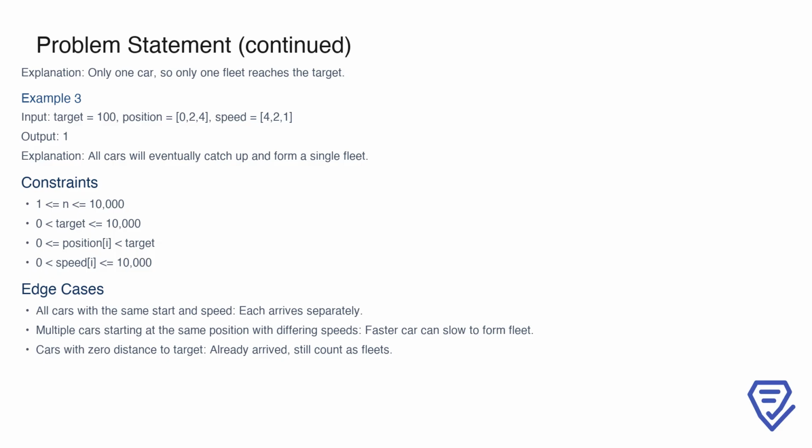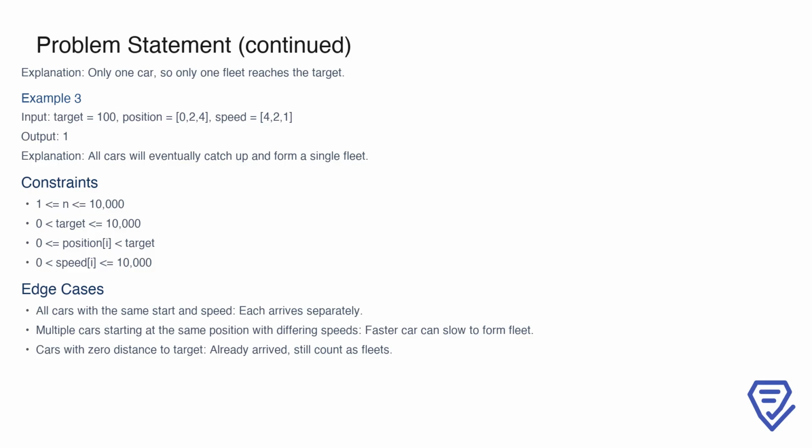Let's go through all the examples provided by LeetCode. In example 1, with a target of 12 and 5 cars at positions 10, 8, 0, 5, 3, and speeds 2, 4, 1, 1, 3, we see that the car at 8, with speed 4, would reach the target faster than the one at 10, speed 2, but since it cannot pass, it catches up and forms a fleet with car 10. The car starting at 0 and speed 1 is quite behind, but car 3 at speed 3 will catch up with it, forming another fleet. The car at 5 with speed 1 is out of reach and forms its own fleet. The answer is 3 fleets.